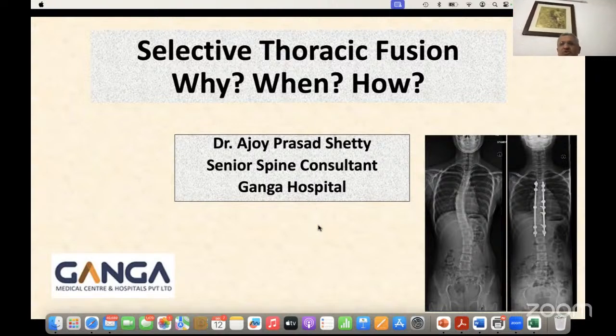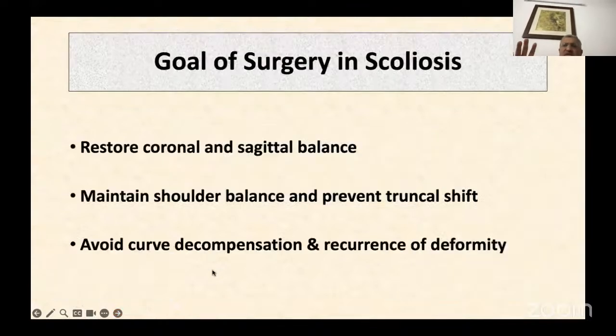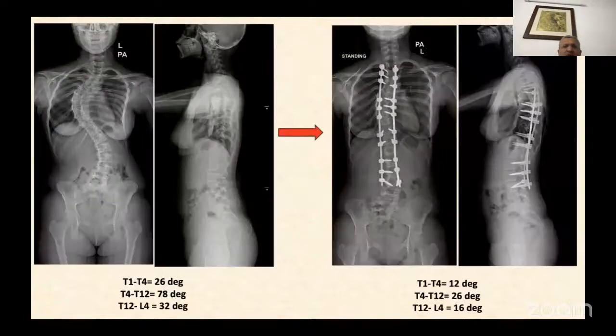My talk will be on selective thoracic fusion, why, when, and how. The goals of surgery in scoliosis is basically to restore coronal and sagittal balance. We know that scoliosis is a lateral curvature along with rotation. We try to make the spine straighter. It's also important to achieve a shoulder balance and prevent truncal shift, and to avoid curve decompensation and recurrence of the deformity. And this is what we can do by doing a long segment fixation involving all the structural curves, so that you get a relatively straight spine on the coronal and also a good sagittal balance.